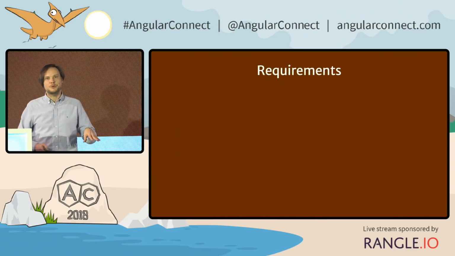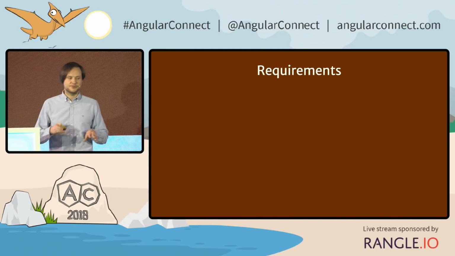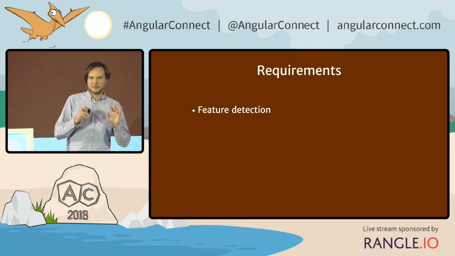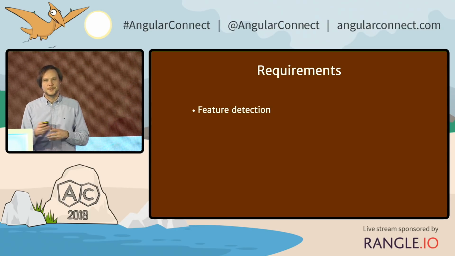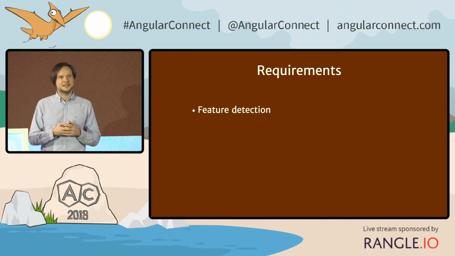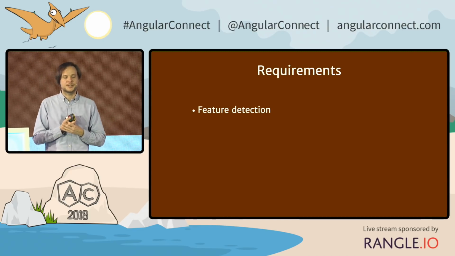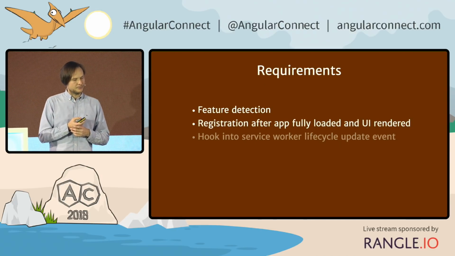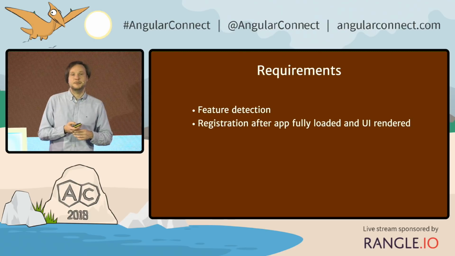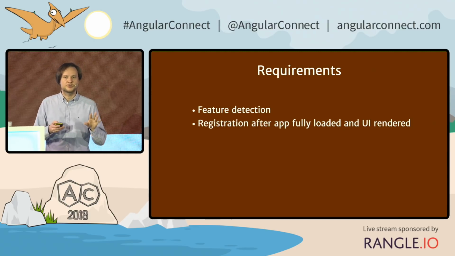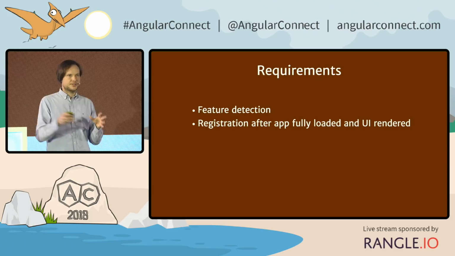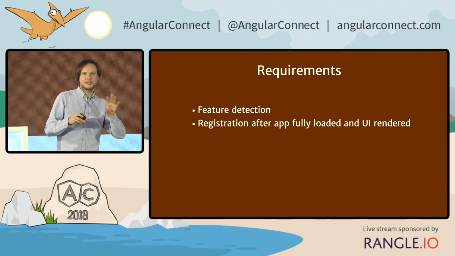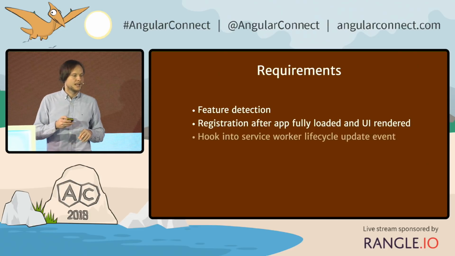So let's list our dream requirements for service worker registration. First, feature detection. Obviously, this is an absolute must-have. We don't want to have a console full of red lines in browsers which don't support service workers yet. Next, we have to postpone service worker registration to the moment when everything was loaded and, in the best case, even the UI was rendered, to not compete for network and CPU resources with the main thread.